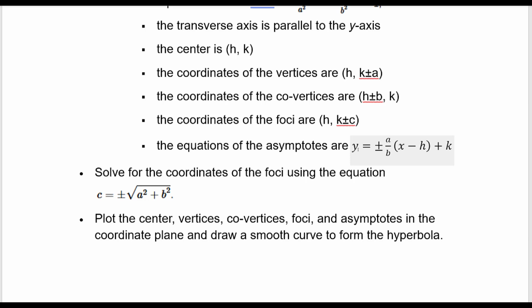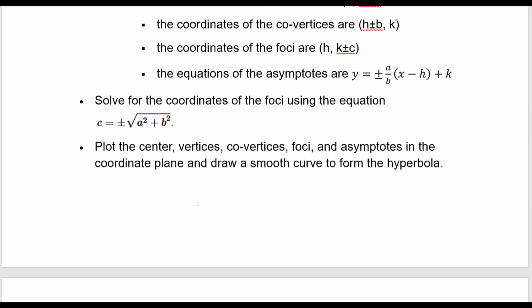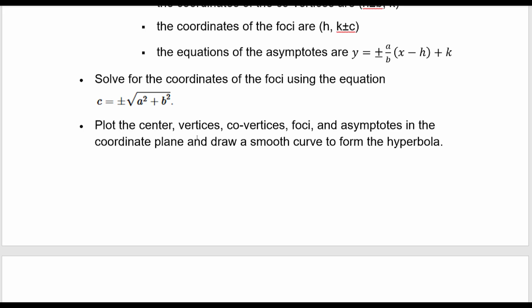And then your asymptotes are going to be y equals plus or minus a over b times x minus h, plus k. You solve for the coordinates of the foci using the equation c equals plus or minus the square root of a squared plus b squared. Plot the center, vertices, co-vertices, foci, and asymptotes in the plane and draw a smooth curve.